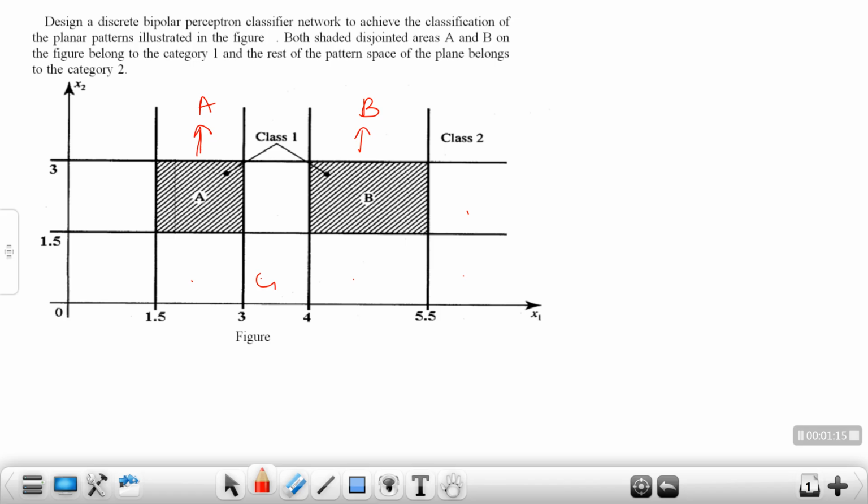So how will we go about this problem? Again, we have to come back to the equations of the lines. There are some lines shown here which will be dividing the entire pattern space. Now how many lines are dividing this pattern space into regions A and B? If we look at region A, there are 4 lines, as it is a square sort of region. So there are 4 bounding lines, and the region bounded by these 4 lines belongs to class 1.